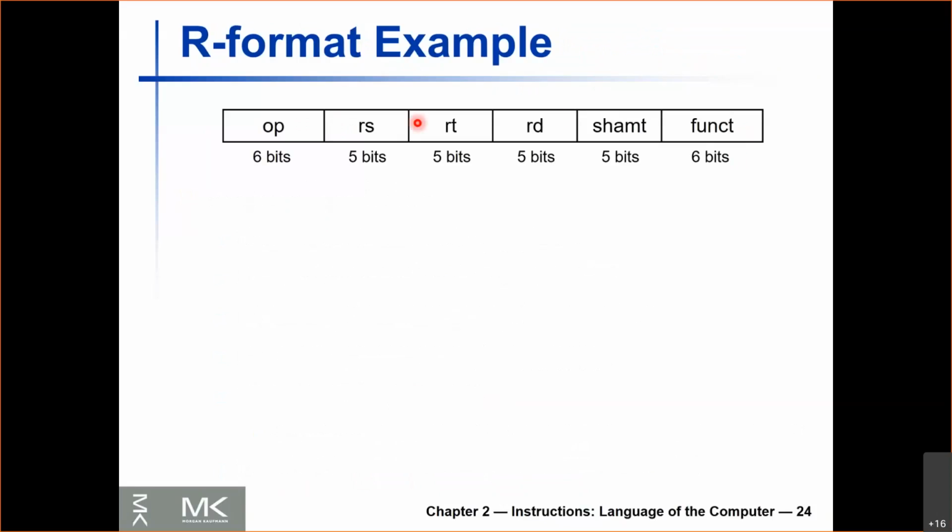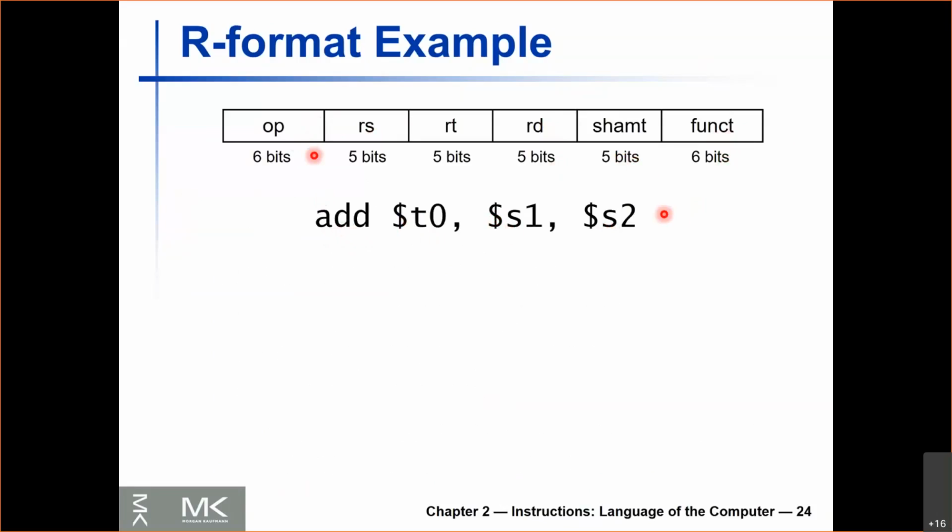One of the instructions that's represented in R format is the add instruction. When I encode the add instruction in binary, I will use the R format to represent it. So let's see how we can take this instruction, add $t0, $s1, $s2, and encode it using the R format.